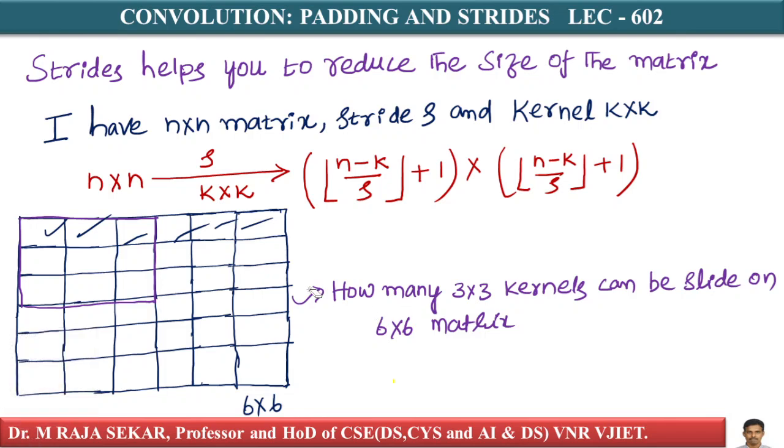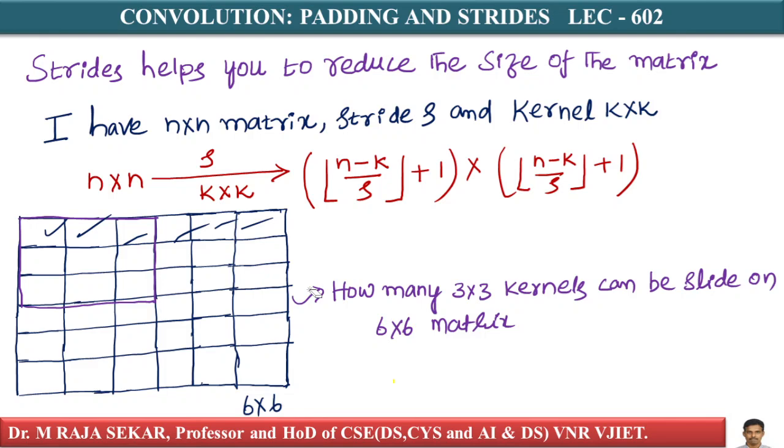The question is, how many 3 by 3 kernels can slide, because you are shifting every time by 2. Because you are shifting by 2, you have to divide by 2. That's why it is n minus k by s, isn't it? So this is a very simple operation. If you have a simple stride, the n by n matrix becomes smaller.